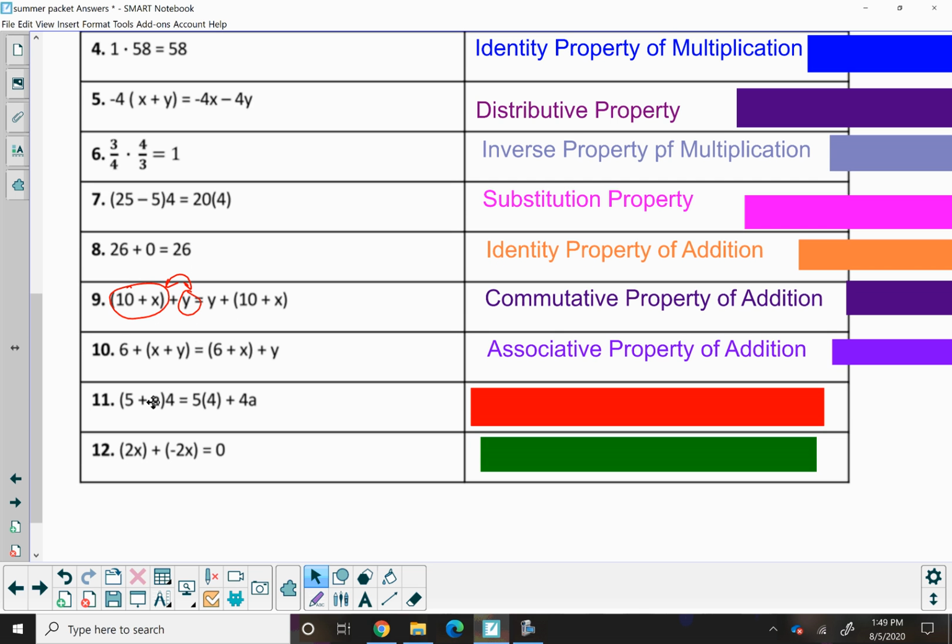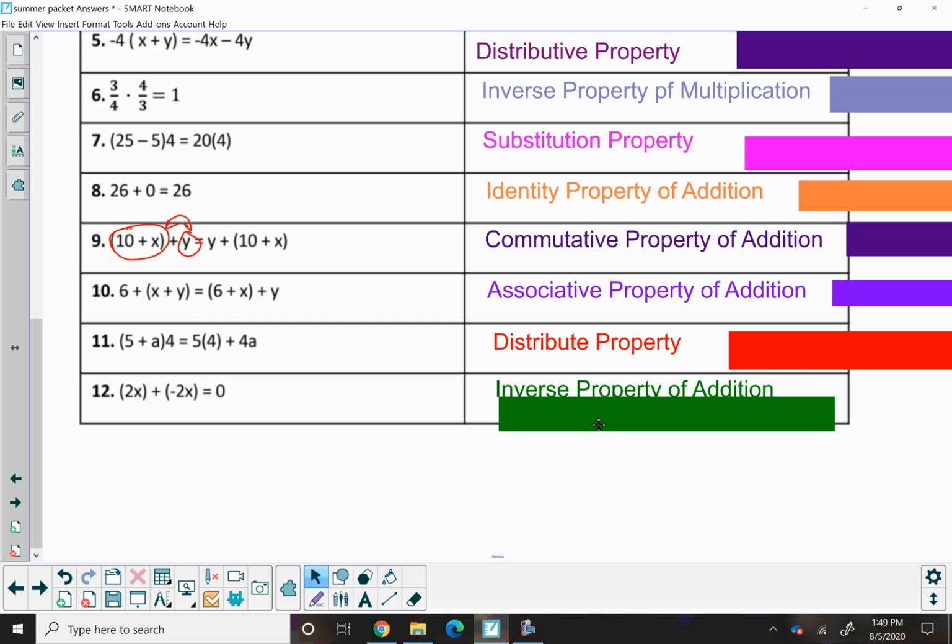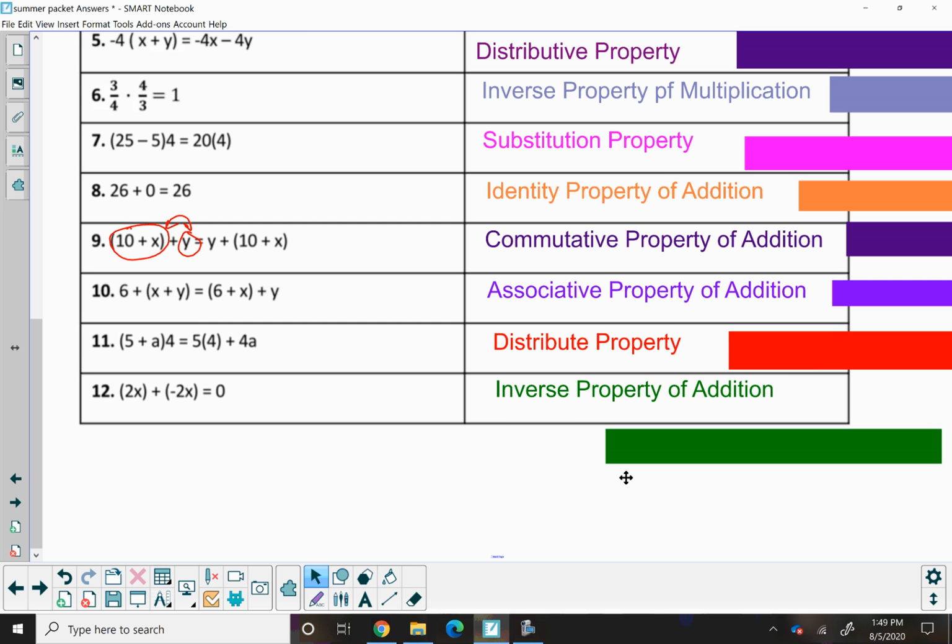This one here, it took 4 times 5 and 4 times a. That's the distributive property. And the last one, those two are opposites, so it's going to be the inverse property of addition.